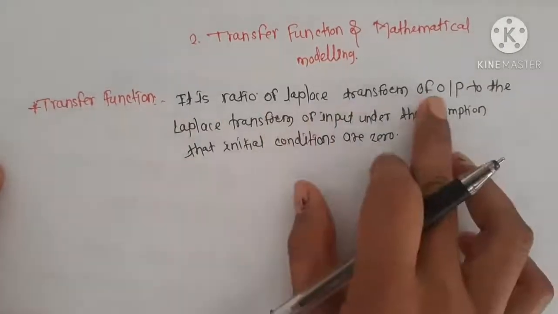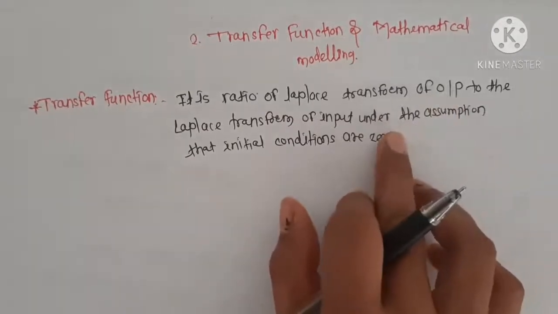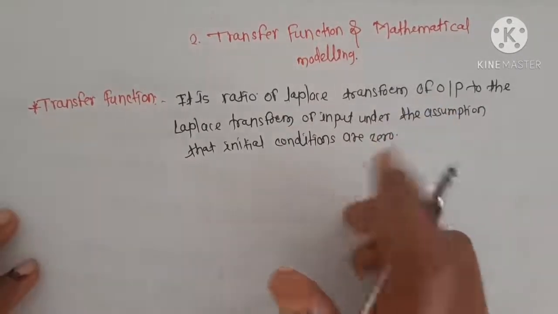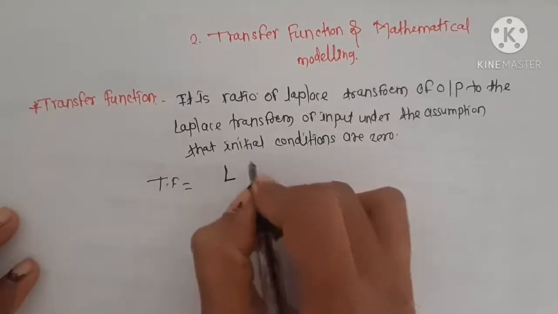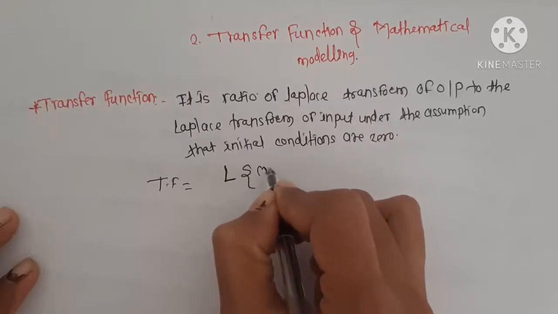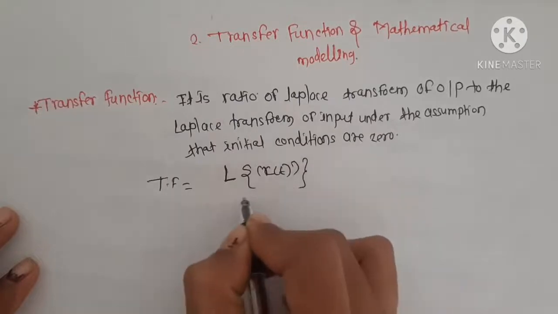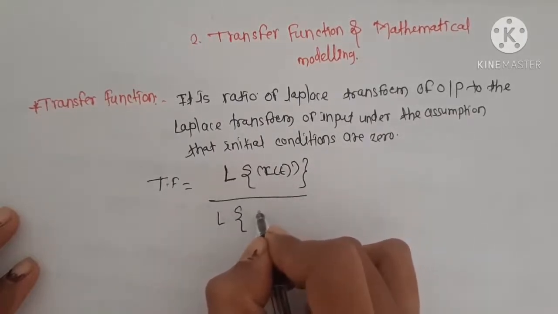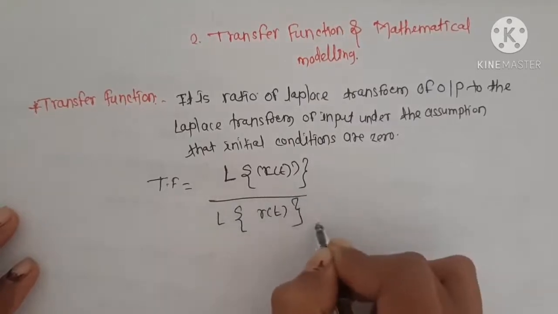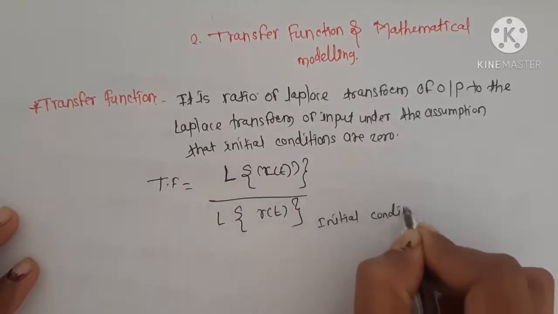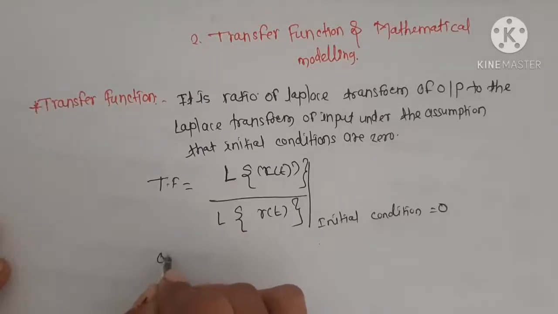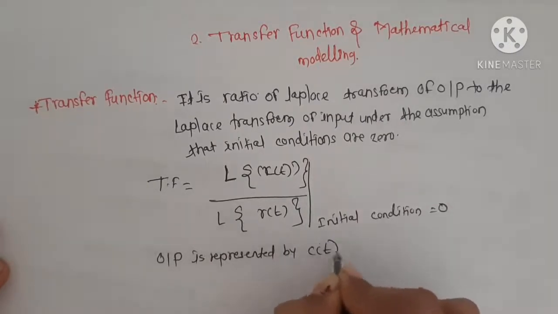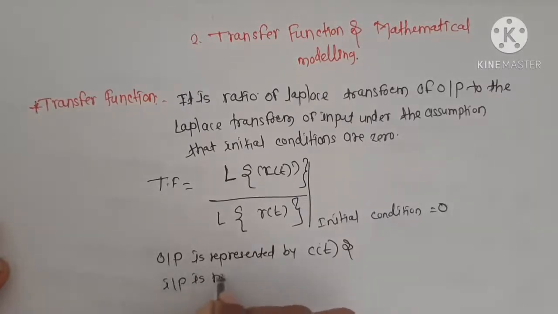So it is the ratio of Laplace transforms. Simply remember that it is a ratio of output and input, but we have to take the Laplace transform of output and the Laplace transform of input. So simply we can write transfer function, T.F. is equal to L, where L stands for Laplace transform, of output, that is C of t, divided by the Laplace transform of input, that is R of t, with initial conditions zero. In control system, output is represented by C of t, and input is represented by R of t.